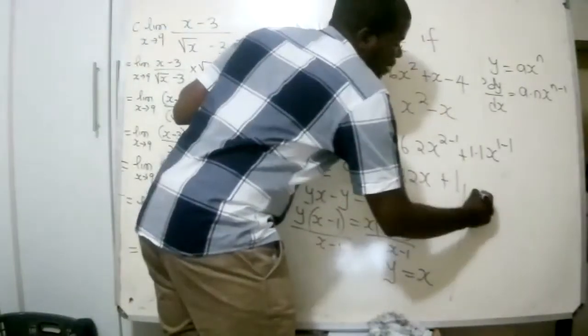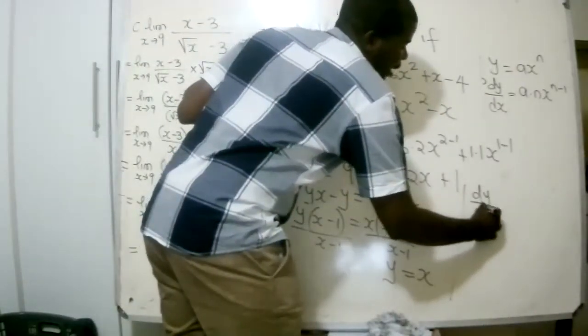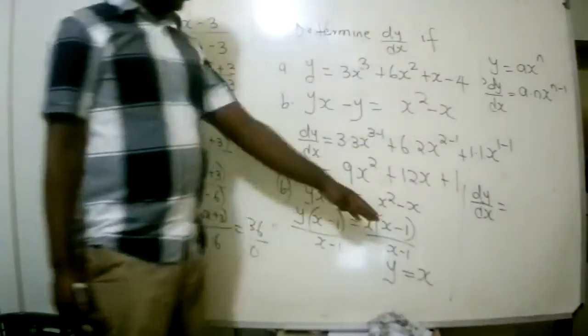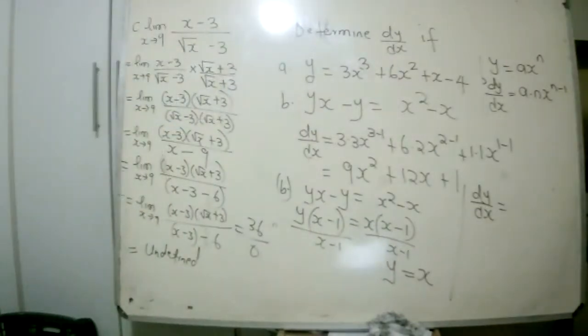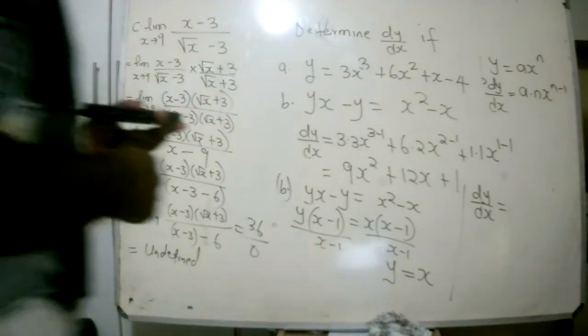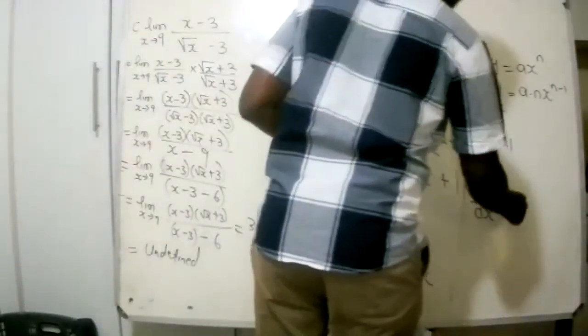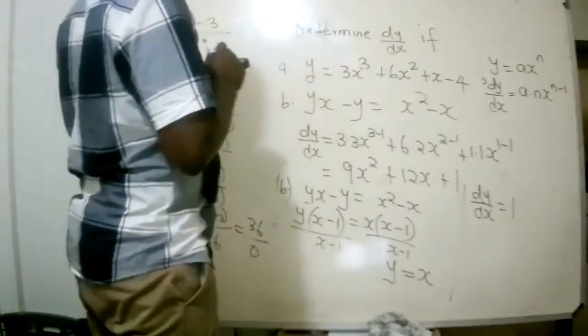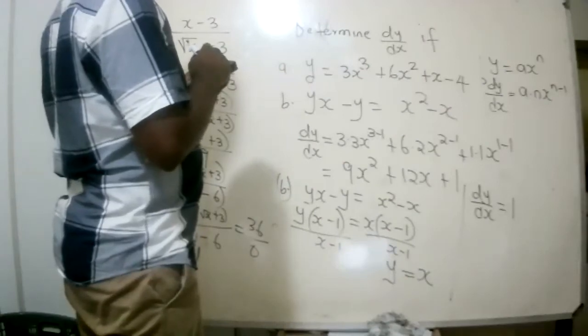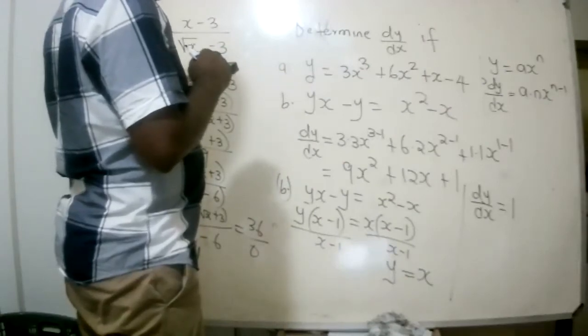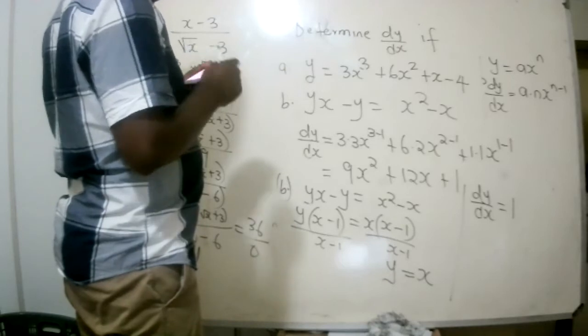Yes. So the derivation is going to give us dy over dx. Can you tell me the answer we're going to get when we derivate that simple equation? One. We are going to get an answer of 1. As simple as that. Are we together on that question? Yes. All right.